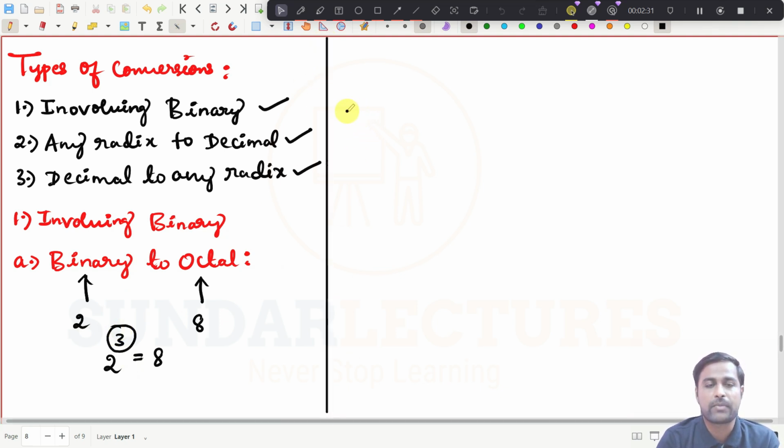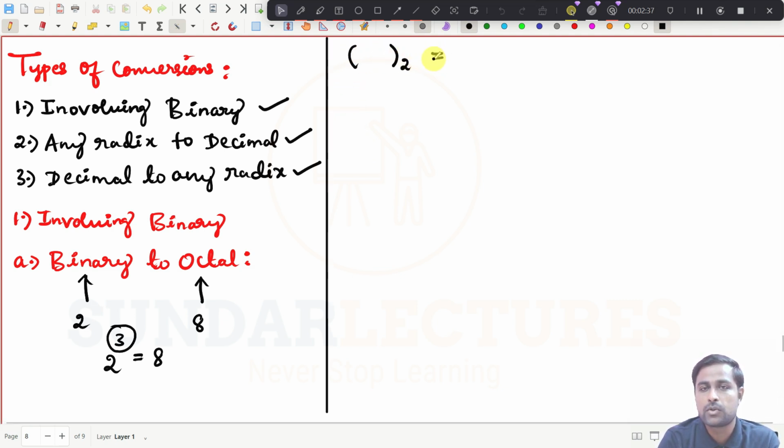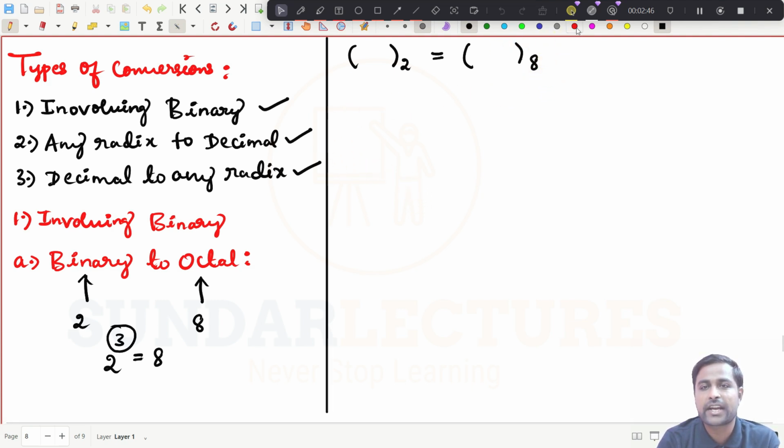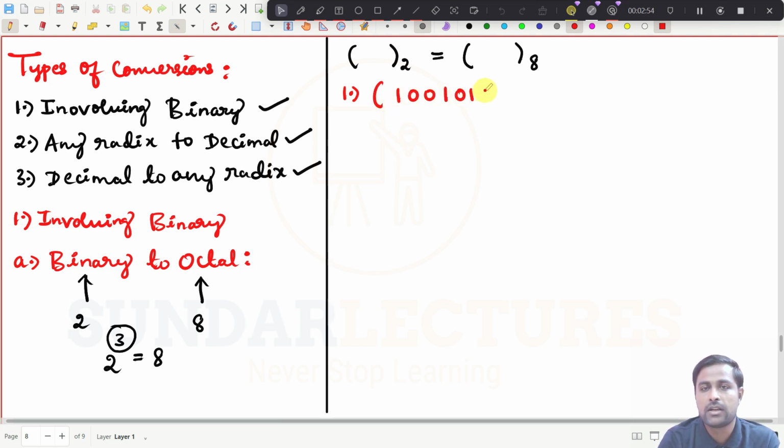See here. For example, we are going to convert a binary value to the equivalent octal value. So we will take an example now. First one, you have a combination like this. For example, 1 0 0 1 0 1 0 1 1 point 1, maybe the point I will tell you a bit later, base 2. What is the equivalent octal number? You have to convert the binary value into octal now.